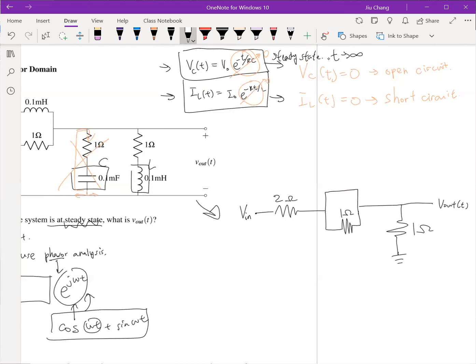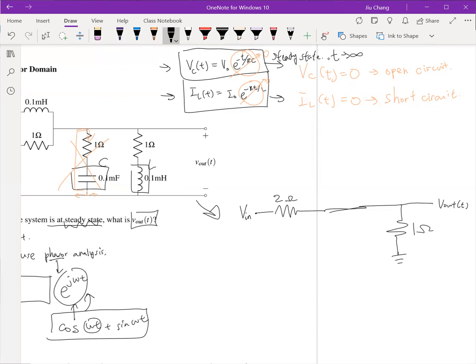in this part, the current chooses the path where they don't have any resistance. So this is basically shorted. So no current goes through this. So this is basically shorted like that. I will simplify this as actually using a wire. Okay, this is a very simple circuit. So it should be easy to analyze it and solve for our V out.